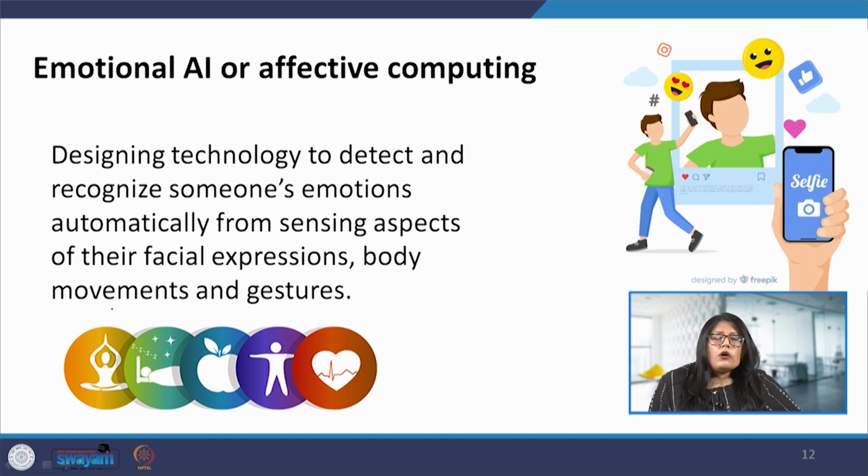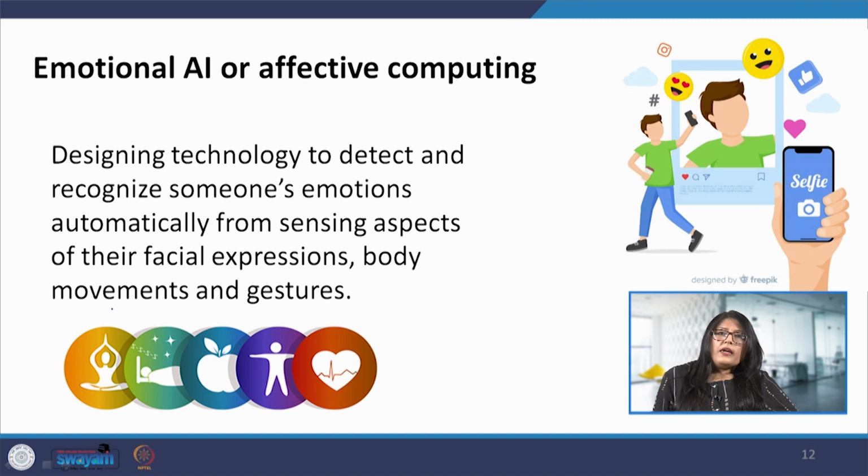Now one area of emotional interaction is emotional AI, emotional artificial intelligence, or affective computing. So designing technology to detect and recognize someone's emotions automatically from sensing aspects of their facial expressions, body movements, gestures, is a big area of research amongst the designers, like I already mentioned. And this is known as emotional artificial intelligence or affective computing.